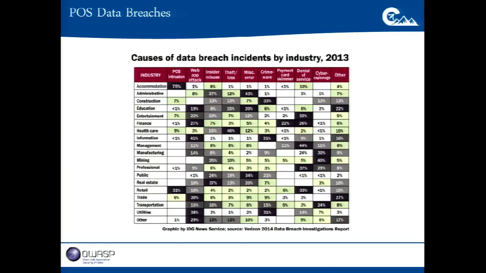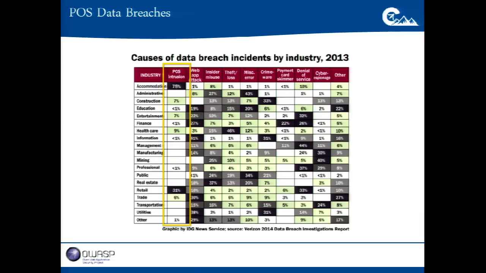Let's get started. This is a slide from last year's Verizon Data Breach report, and it has in the columns various techniques that were used for data breaches. The first column right there is POS intrusions, or point of sale intrusions, and you can see that about 75% was in the accommodation industry, so basically hotels.